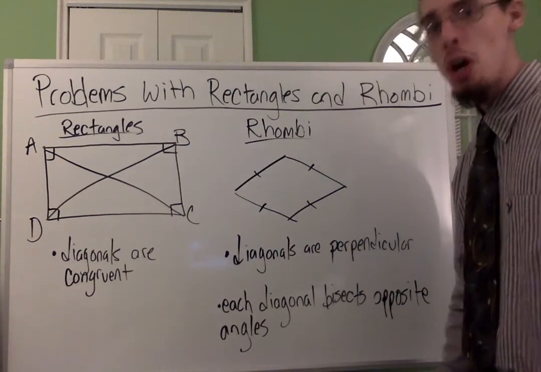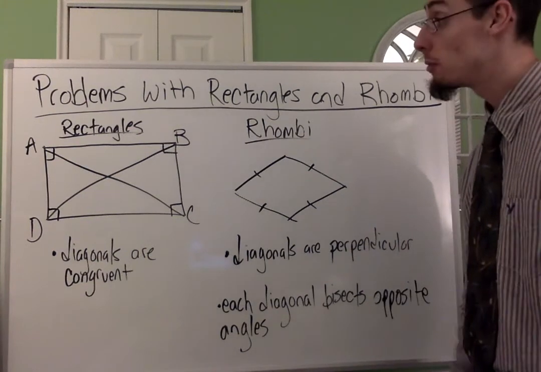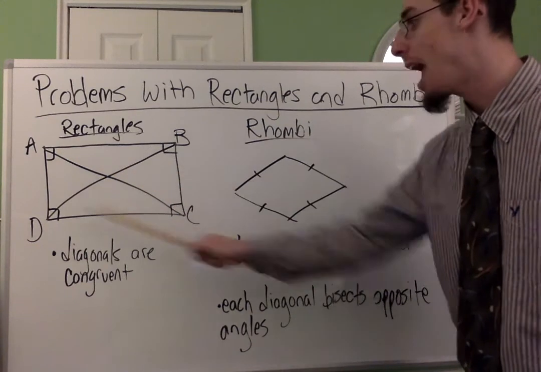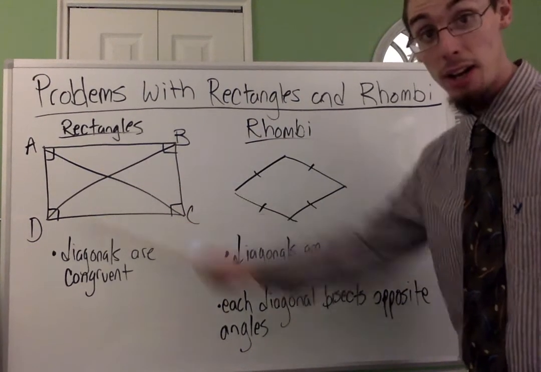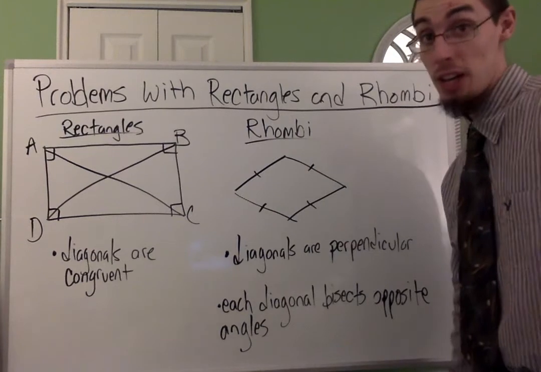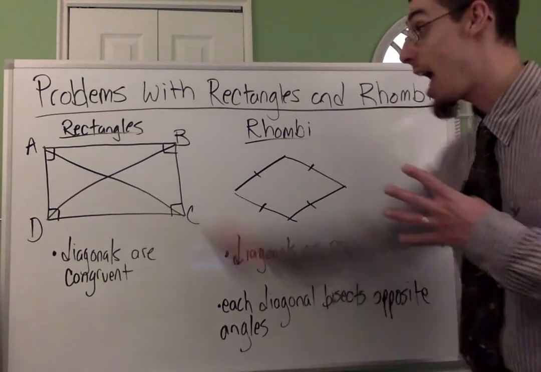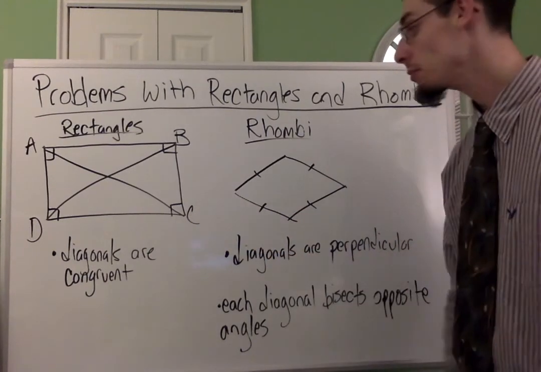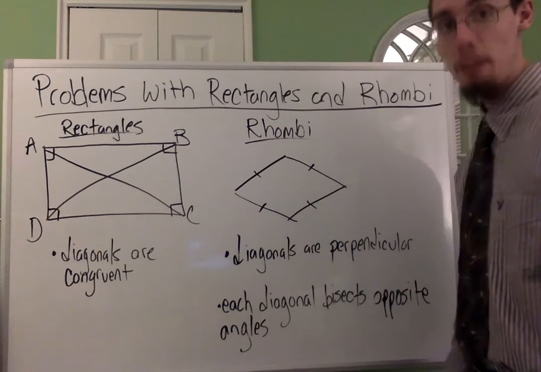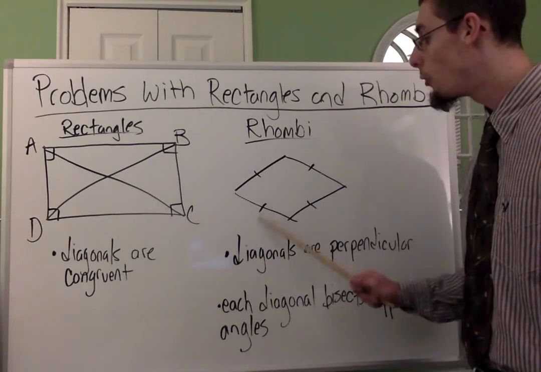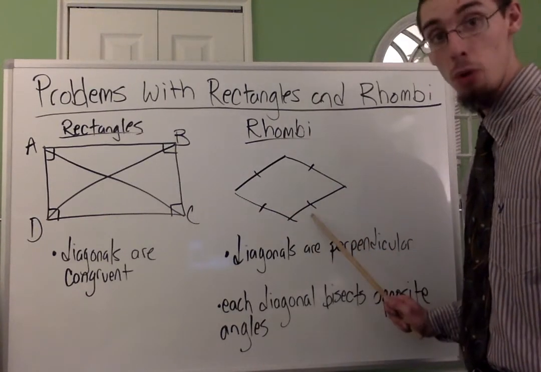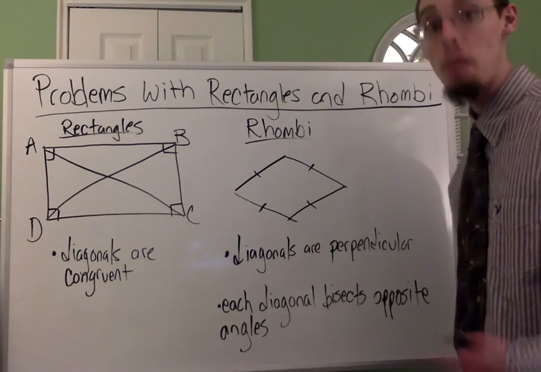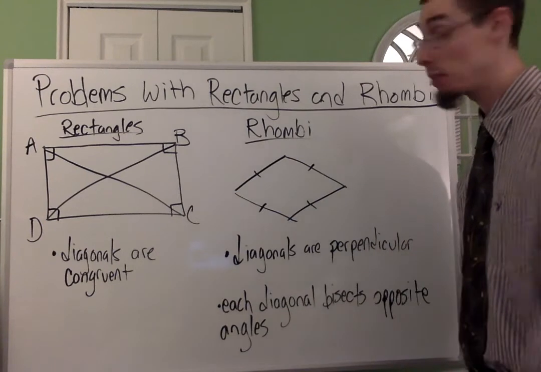Just to quickly review, what makes something a rectangle? Well, it's a parallelogram where all four angles are right angles, right? Quadrilateral too, right? If it's got four sides and it also has four right angles, it's a rectangle. And then a rhombus was a parallelogram where all four sides were congruent, right? Four congruent sides, parallelogram makes it a rhombus.